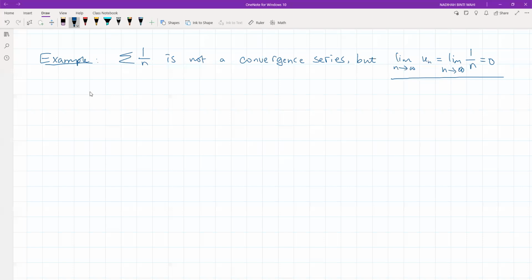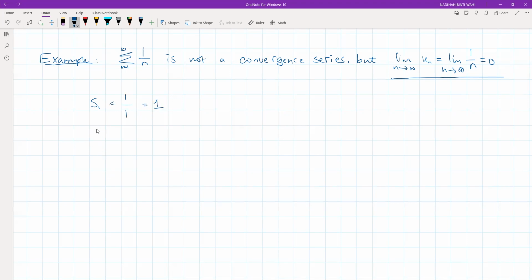Okay, let's see this one. Let's say for S of 1. So S of 1 meaning what? Meaning this is only the first term. Okay, so this is n goes from 1 to infinity. So S of 1, this is just 1 over 1, which is 1.